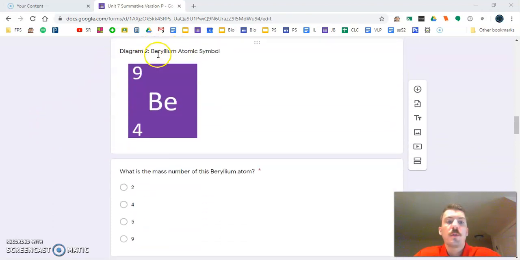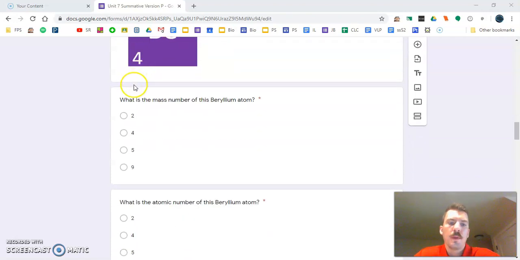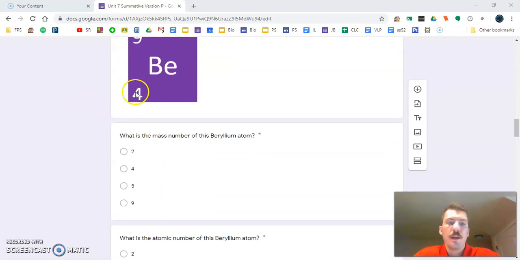Diagram 2, this is where you might see some differences. This is the beryllium atom, and it's just us in these next few questions dissecting this picture. So first of all, the mass number of this beryllium atom, you have to choose the larger number up here, tucked in the upper left-hand corner, the number 9. Atomic number, down here, number 4.